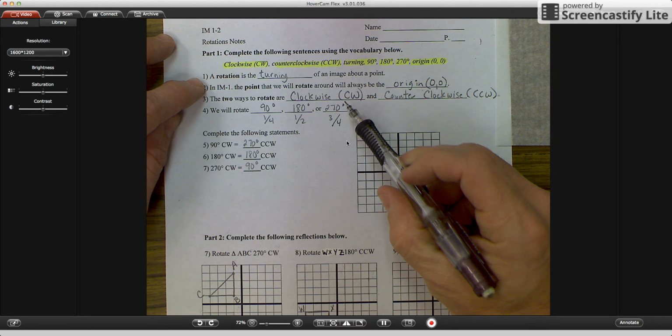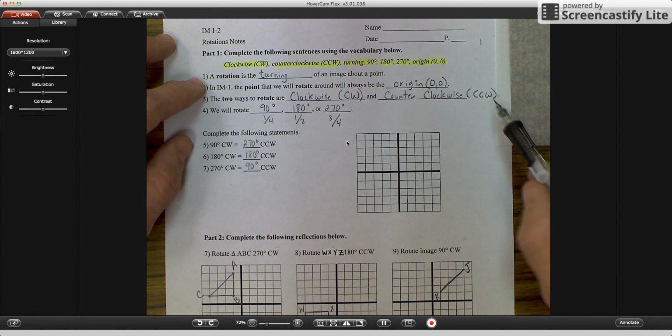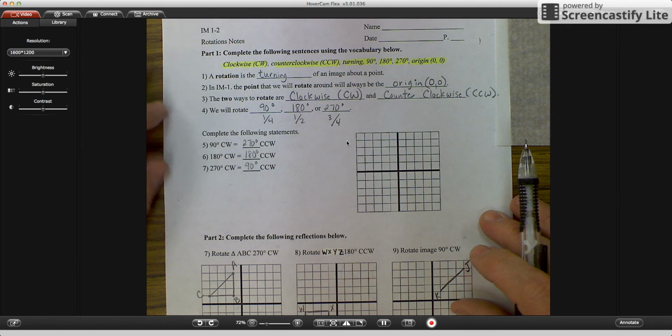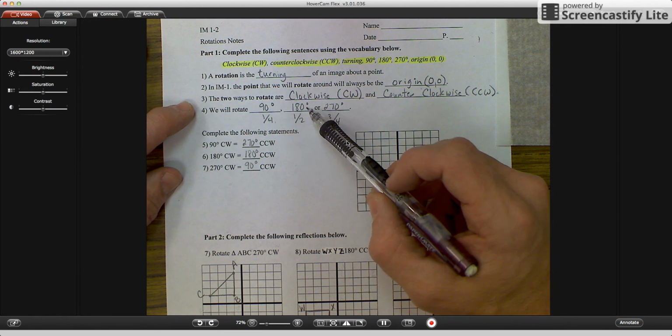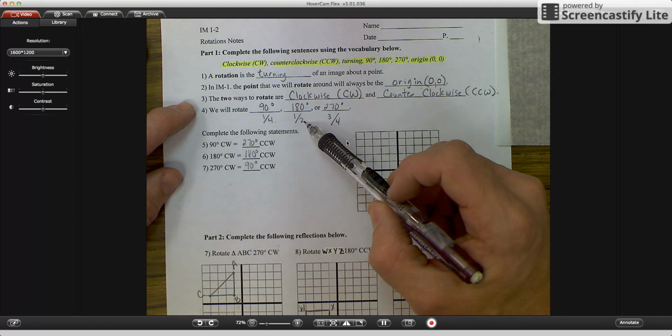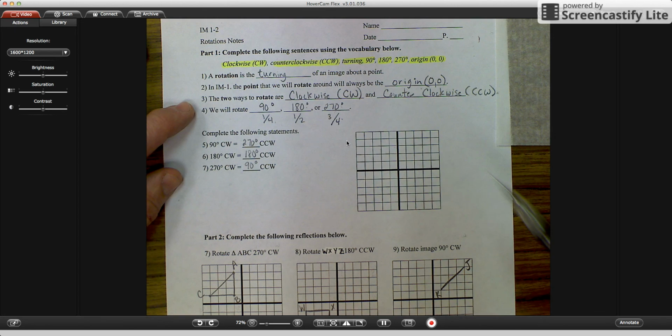The two ways to rotate are clockwise, symbolized with CW, or counterclockwise with CCW. And then we're going to rotate 90 degrees, which is a quarter of a turn, 180 degrees, which is half a turn, or 270 degrees, which is 3/4 of a turn. And that's what we're going to focus on.